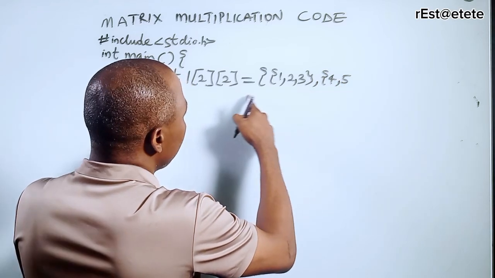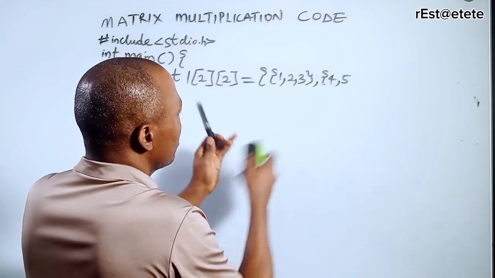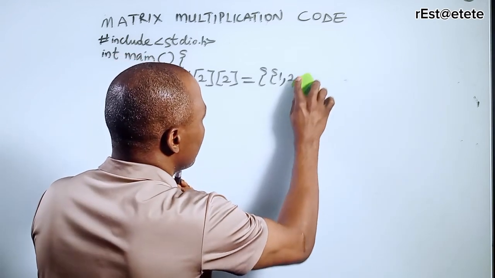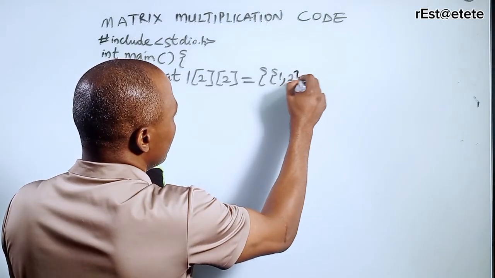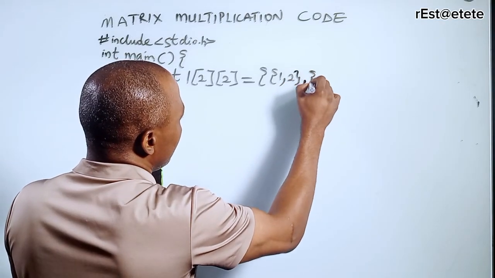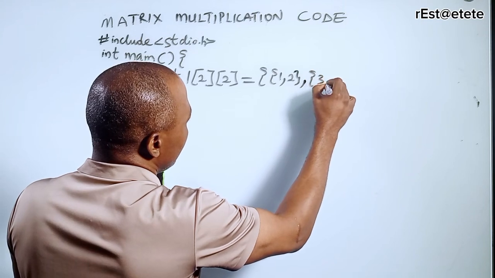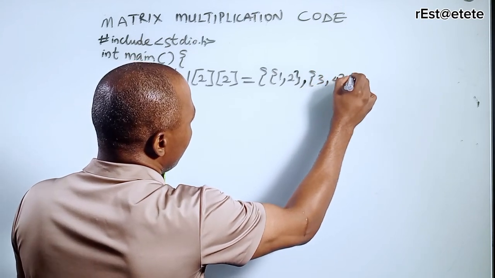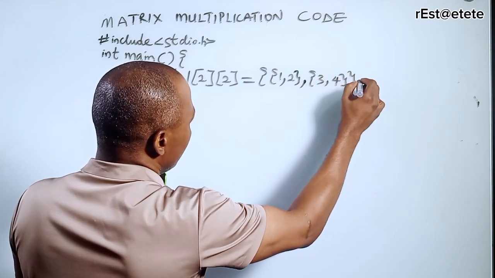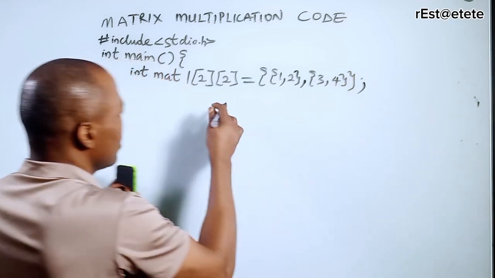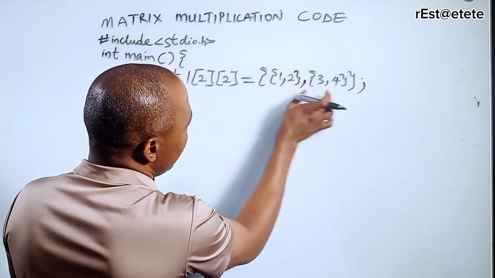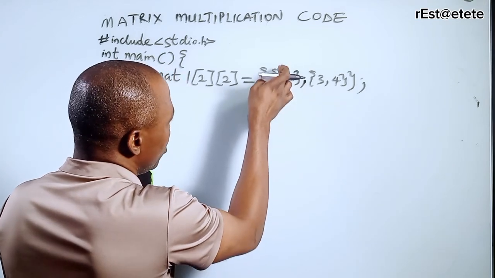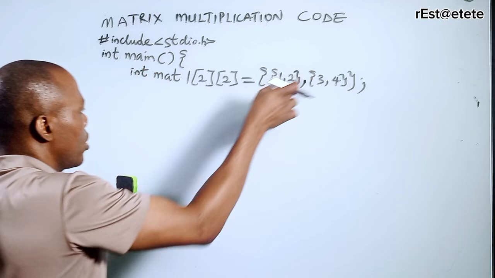So we just did 2 by 2. So this is not correct. So we'll say 2 by 2. So we'll close this, comma, then 3, 4. Then we close this. So this is our first array, 2 rows, row 1, row 2. How many columns? 2 columns, column 1, column 2.